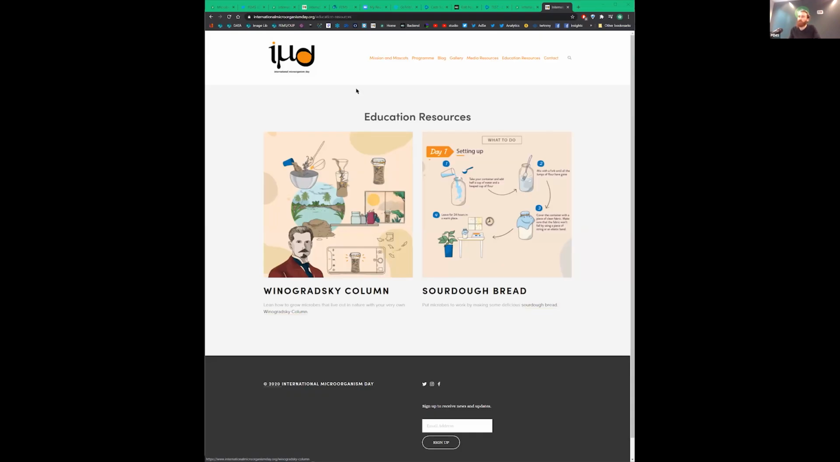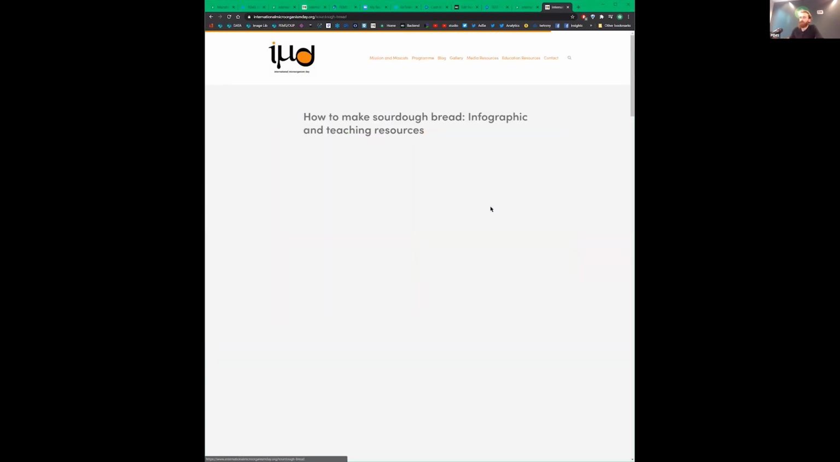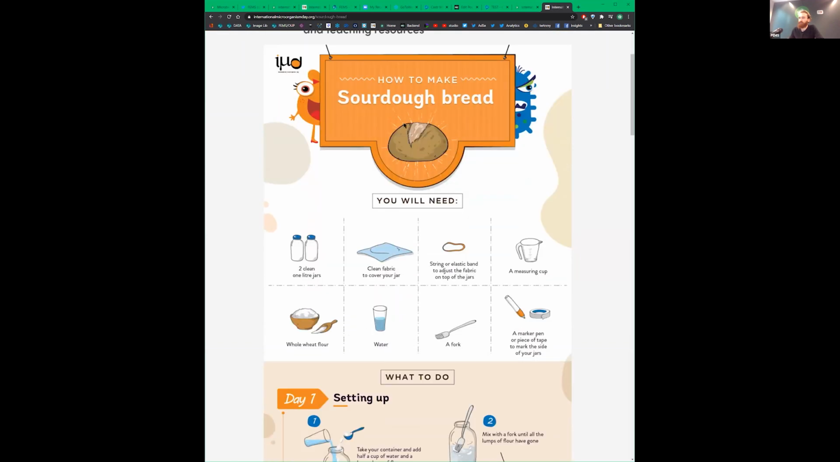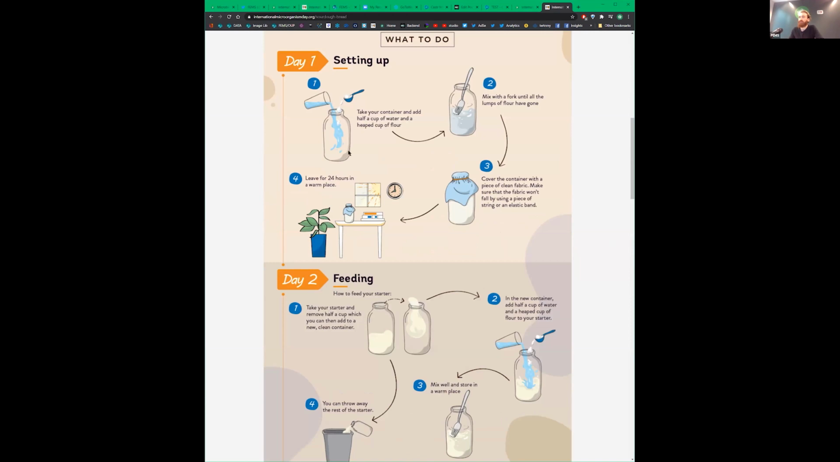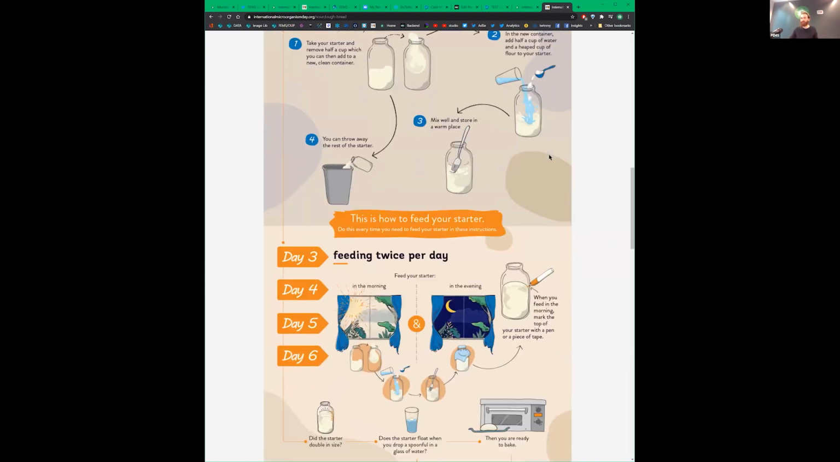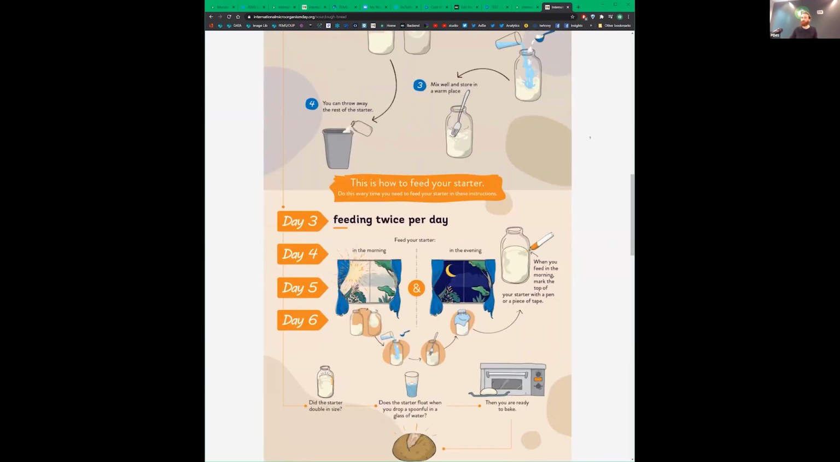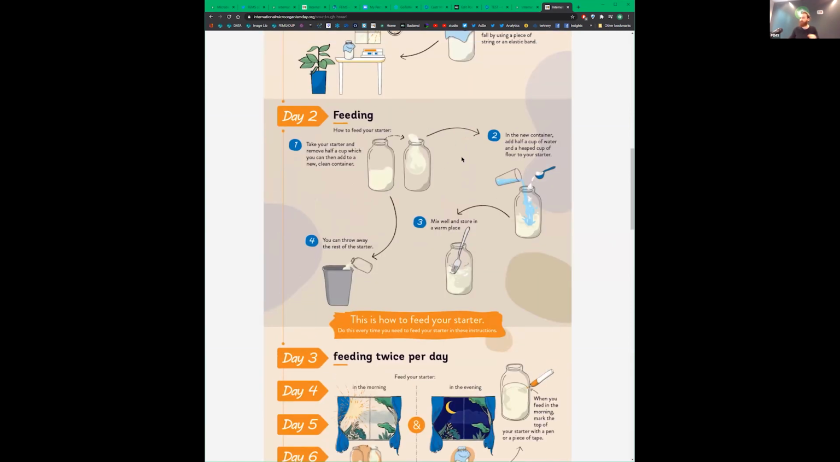So if you go to the International Microorganism Day website, come to the educational resources section, you can find a fully complete infographic on how to make sourdough bread. And as you'll see from these instructions, a lot of it involves setting up a starter culture, which you have to feed and maintain throughout the process.